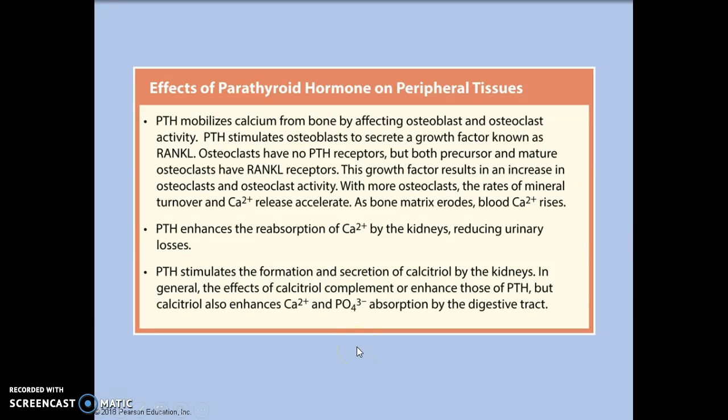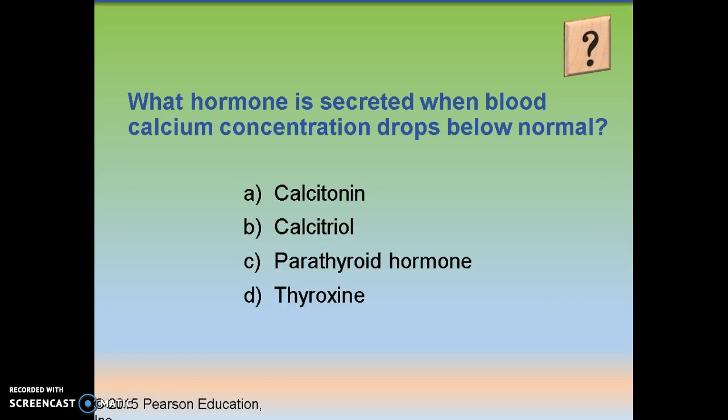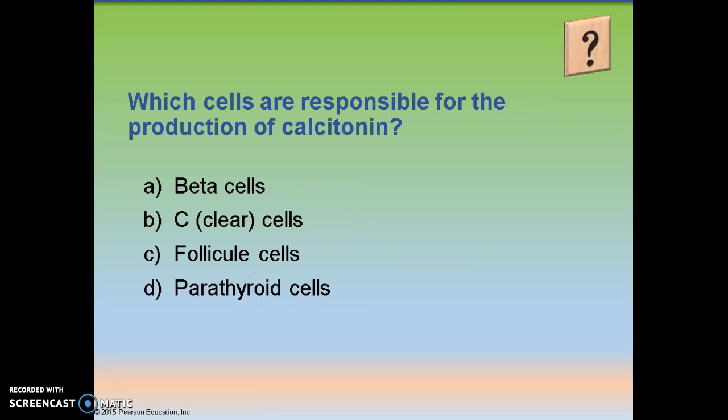You can pause and read this. What hormone is secreted when blood calcium concentrations drop below normal? That would be parathyroid hormone. What cells are responsible for the production of calcitonin? C, or clear cells.